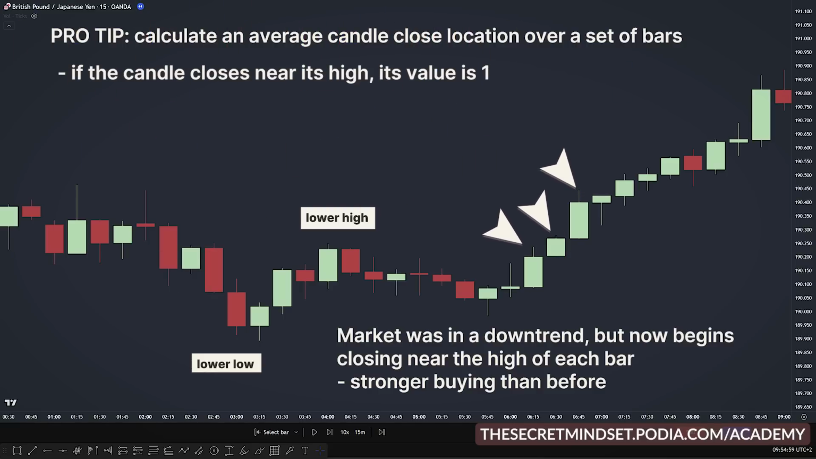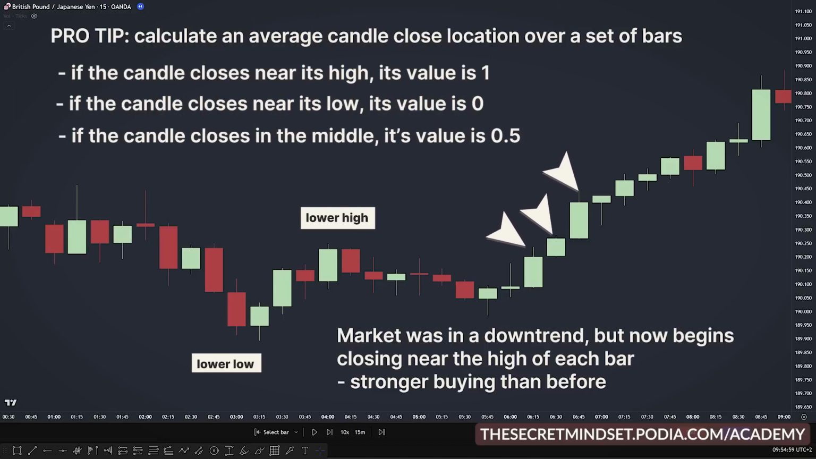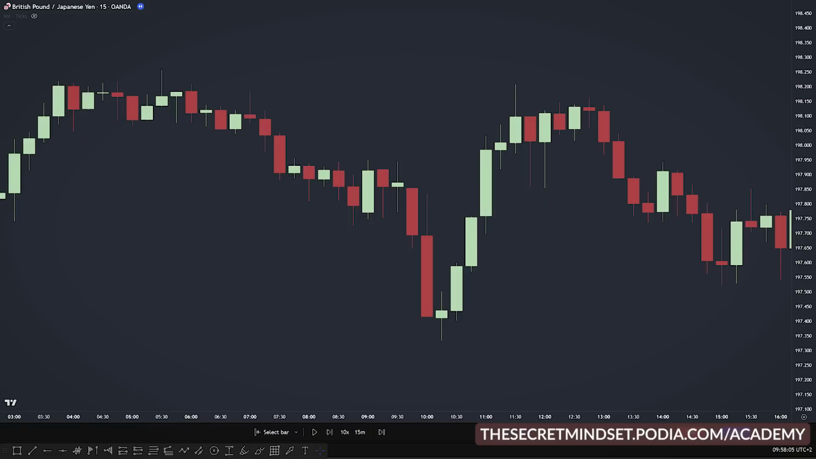Traders sometimes calculate an average candle close location over a set of bars. If a candle closes near its high, its value is 1. If it closes near its low, its value is 0. If it closes in the middle, it has a value of 0.5. Then you consider the average value over a set of bars.